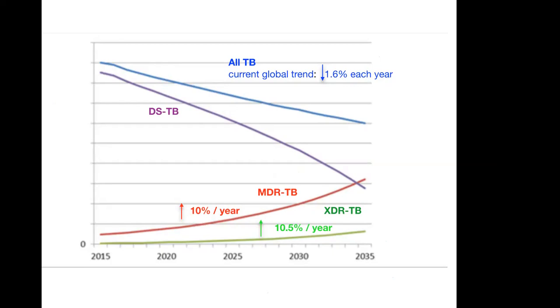Basically it's made up of drug-resistant TB, which is going down, but we have MDR and XDR TB, which is going up about 10% per year. So if we follow this graph, by about 2035, you'll probably have more multi-drug-resistant TB and XDR TB than drug-resistant TB. That's a big problem.